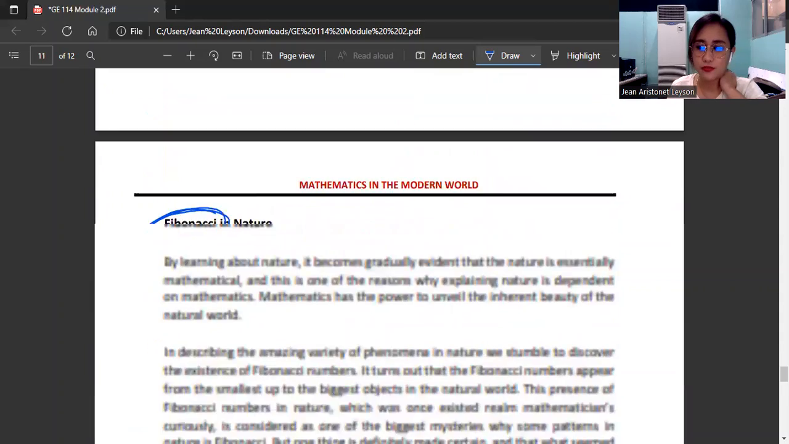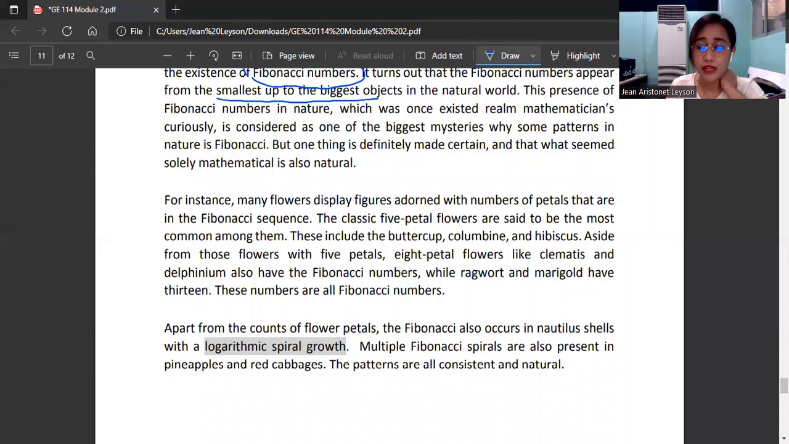So for instance, many flowers display figures adorned with a number of petals that are in the Fibonacci sequence. The classic 5-petal flowers are said to be the most common amongst them. These include the buttercup. These are different types of flowers that display the Fibonacci sequence. The Fibonacci somehow looks like this, but we will be discussing the Fibonacci sequence further in the next lesson.